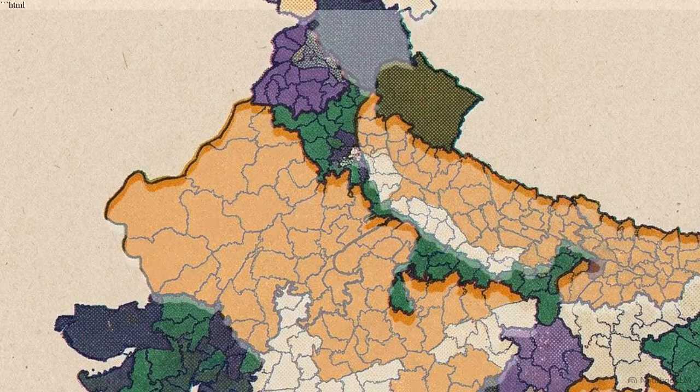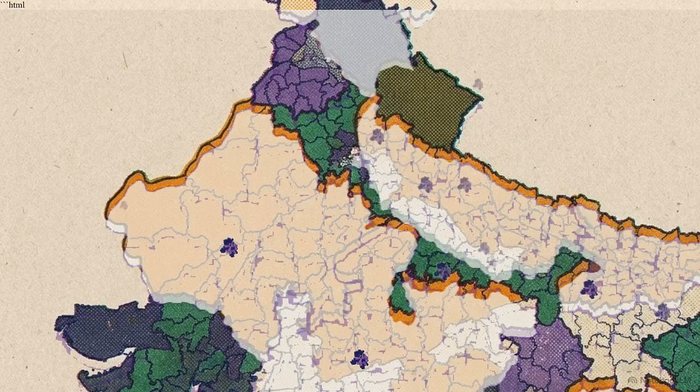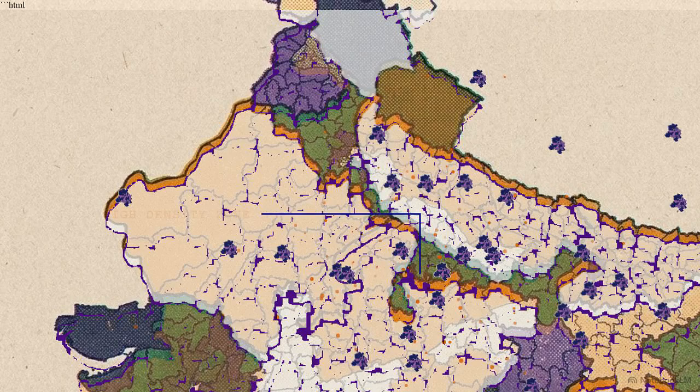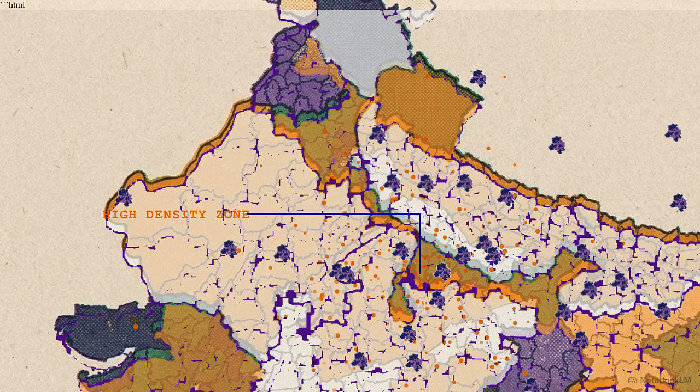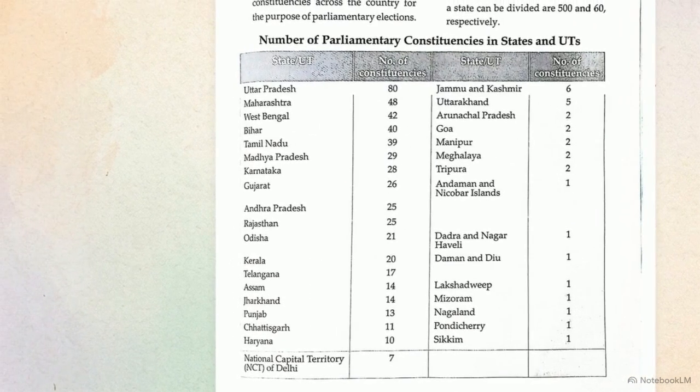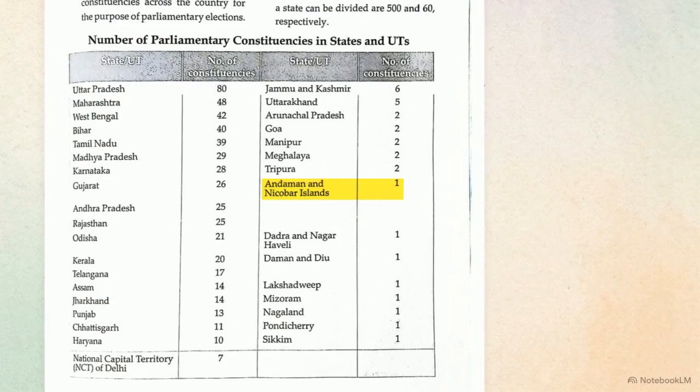Let's shift from the voter to the candidate. For elections, the country is divided into specific geographical areas called constituencies. These boundaries are drawn based on population size, territorial limits, and the requirement to reserve certain seats for scheduled castes and scheduled tribes. This data table highlights the immense scale and variance of the battleground. Because constituencies are based on population, a massive state like Uttar Pradesh holds 80 parliamentary seats, while several smaller states and union territories hold just 1.